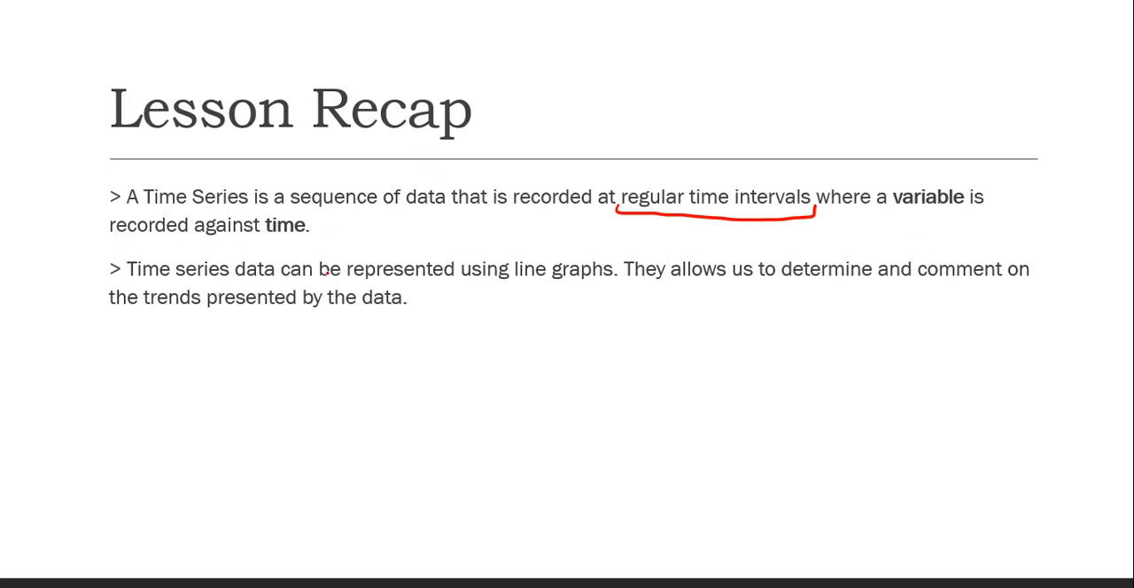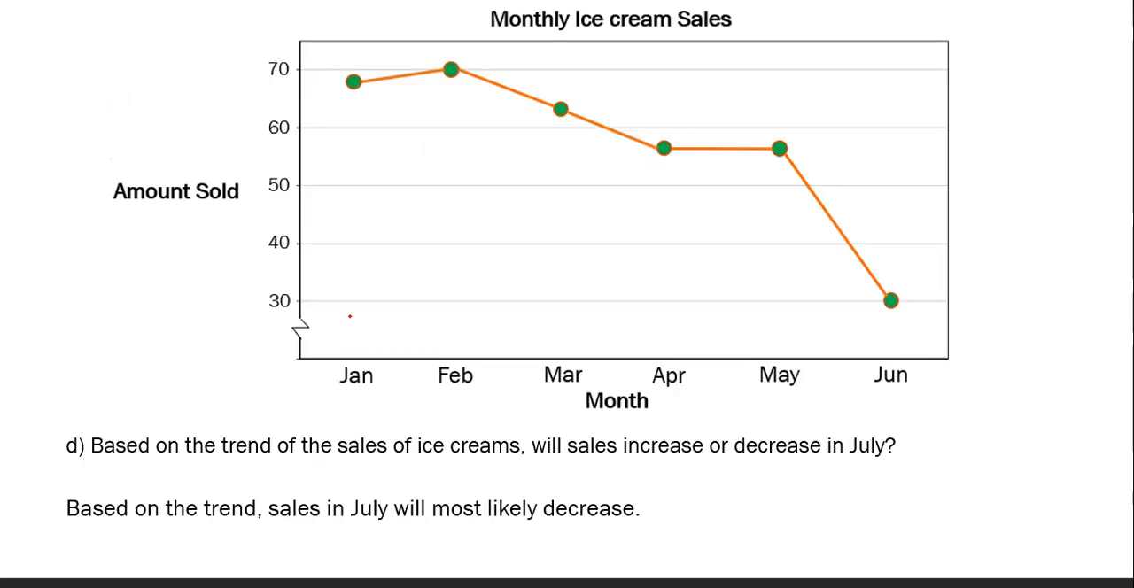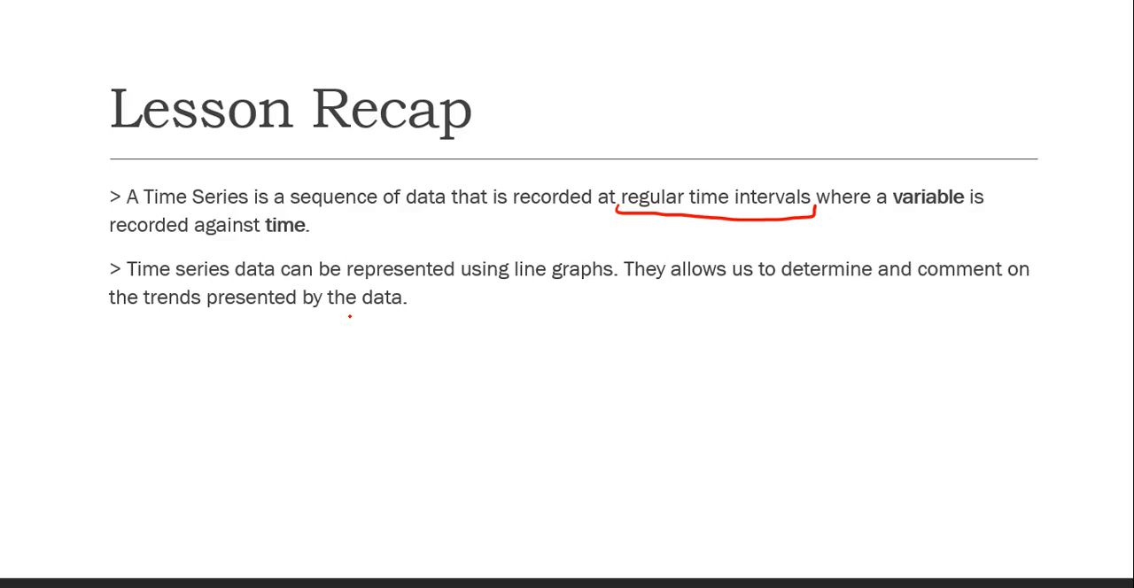Time series data can also be represented using line graphs, and they allow us to determine and comment on the trend that is presented by the data. So when it comes to a time series graph, a line graph is always involved, and that helps with making predictions and making comments on the trends.